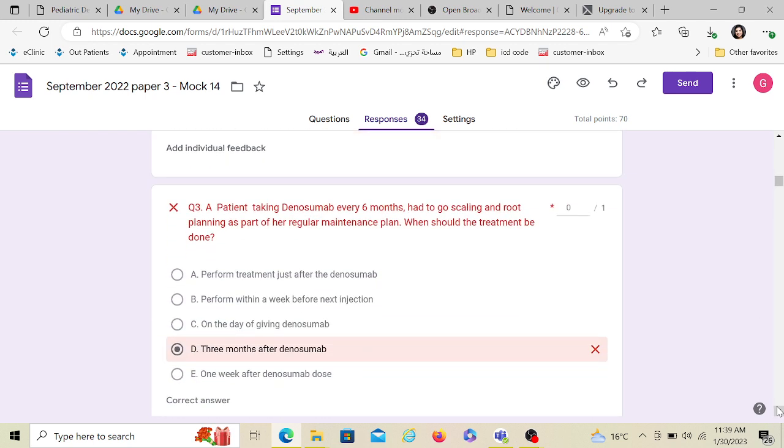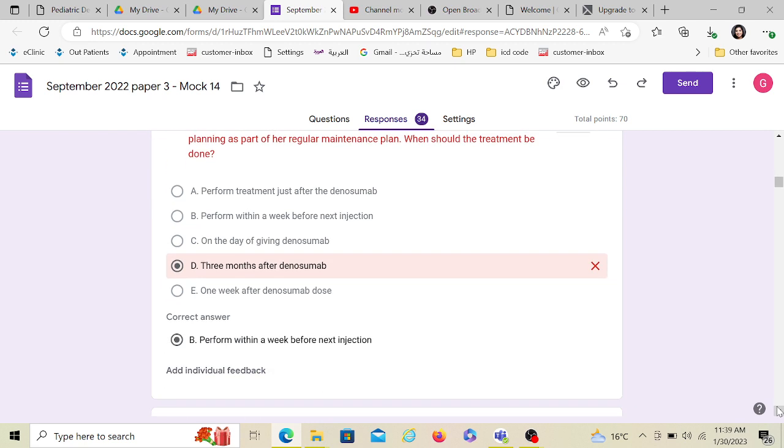A patient taking denosumab every 6 months had to go for scaling and root planing as a part of a regular maintenance plan. When should the treatment be done? This question was asked in my own exam. Like I mentioned before, any treatment, do it 1 week before the injection has to be given. Now, in case this option is not given, then you can choose 3 months after denosumab or 4 months after denosumab. Understood?